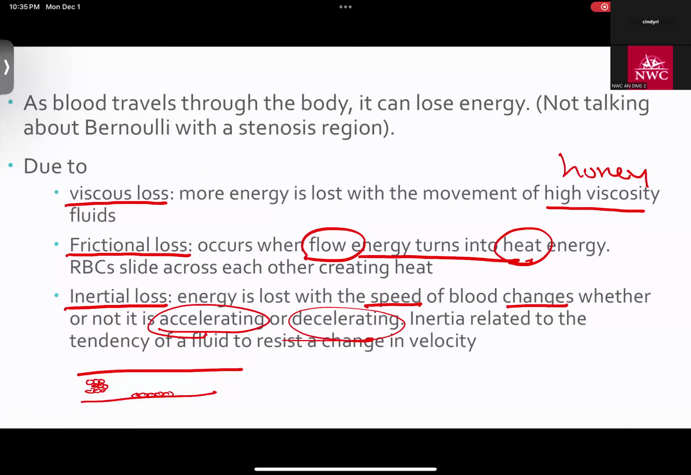So these are definitions you should know. And I do not remember them word for word, but one has to do with the thickness of fluid, one has to do with sliding or rubbing or friction against something. And then inertial, I know that inertia has to do with how hard change is, and I remember that saying that I told you a moment ago. So even though I don't remember these three definitions of energy losses, I think I can get it just by studying it a couple times and kind of making sense of it.